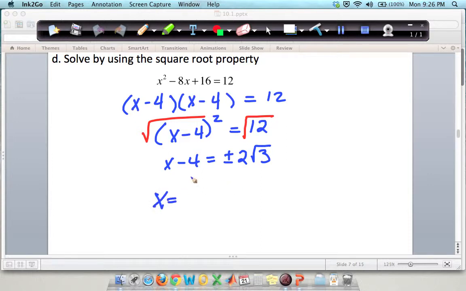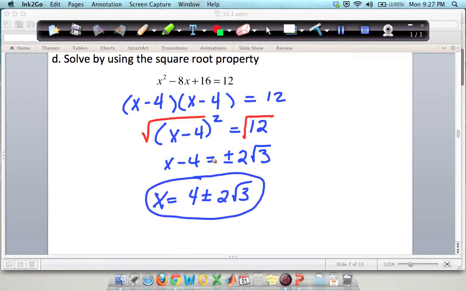Now the last step is you want to get x by itself, so I'm going to add 4 over to the other side, and this 4 needs to go in front of the plus or minus sign, not behind it. So it's going to become 4 plus or minus 2 square root of 3. So those are our 2 answers, 4 plus 2 square root of 3 and 4 minus 2 square root of 3.